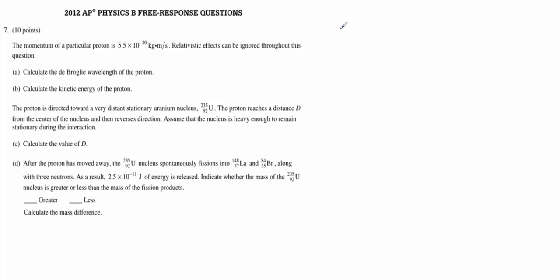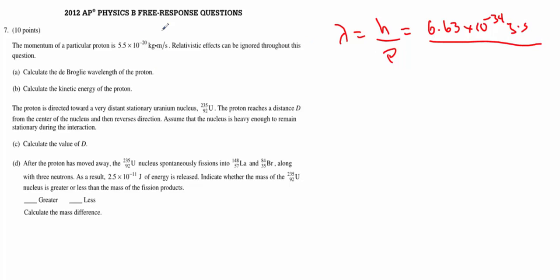Well, wavelength of anything with momentum could be Planck's constant over the momentum of the object. Planck's constant, 6.63 by 10 to the negative 34, that's joule seconds. Momentum, also given in standard units, so that's fine: 5.5 by 10 to the negative 20 kilogram meters per second. Do some simple math, and you're going to get 1.2 by 10 to the negative 14 meters.